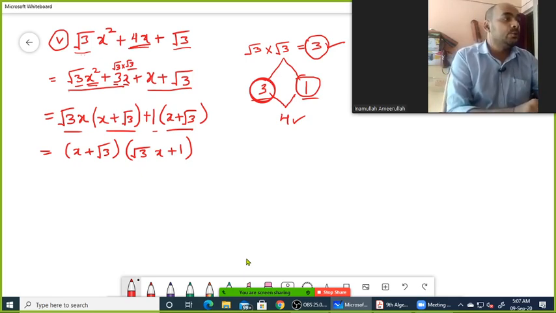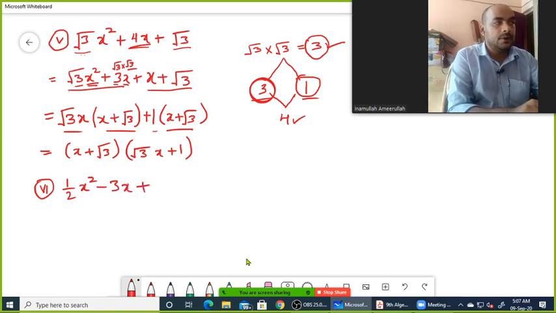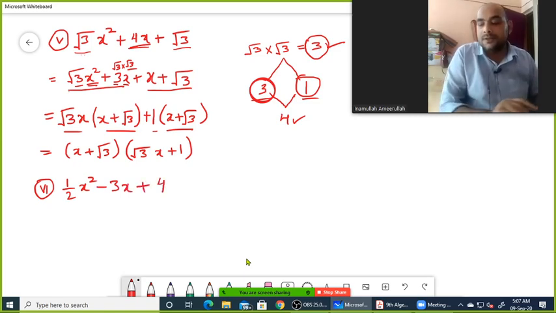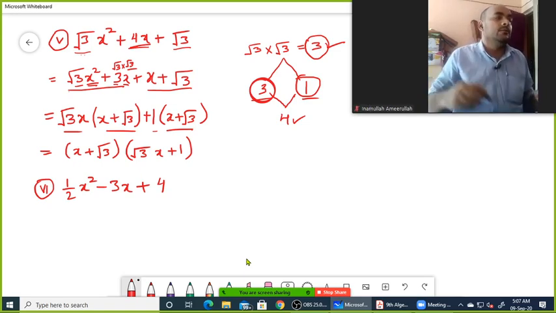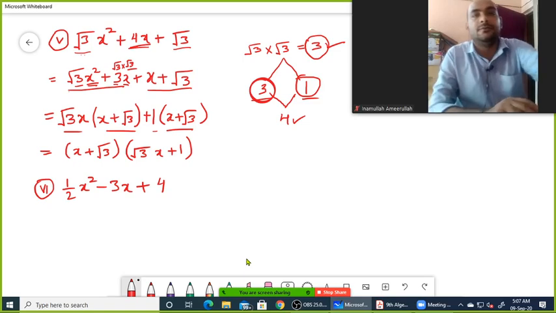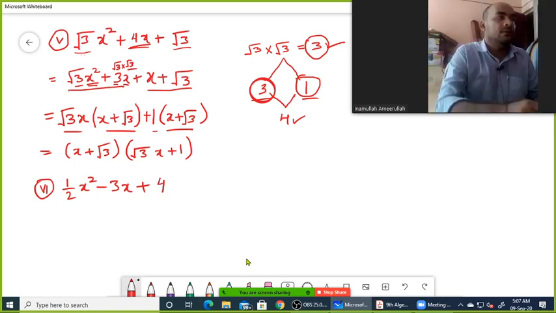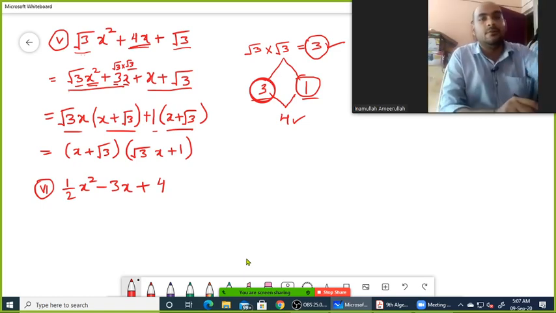Now next question, question number 6. 1 by 2 x square minus 3x plus 4. This is given quadratic polynomial and we need to find the factors of this polynomial. So how we can find out factors of this polynomial? So same procedure we will follow.